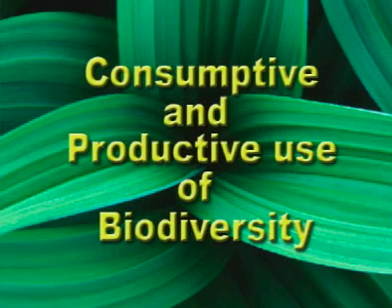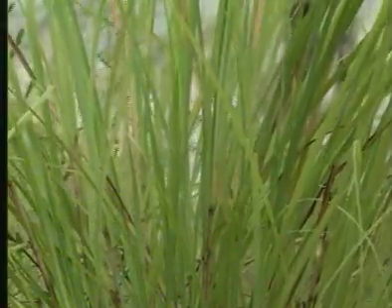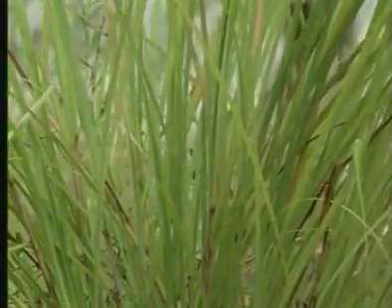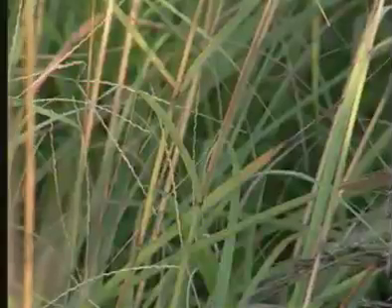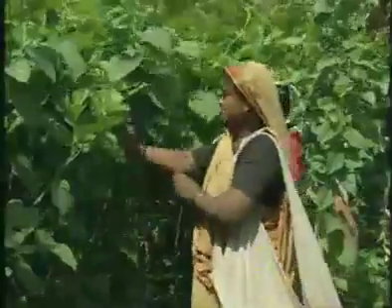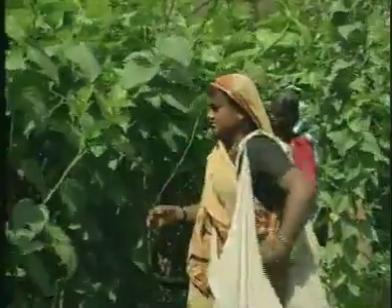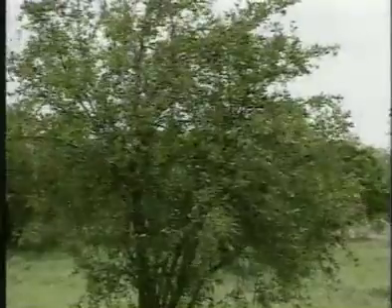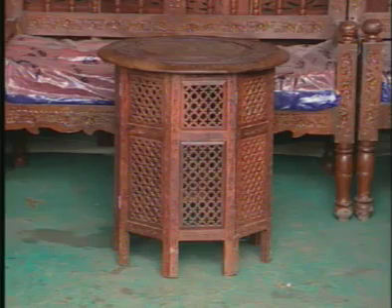Consumptive and productive use of biodiversity. Plants meet the three basic needs of mankind, that is, food, clothes, and shelter. Man has been using plants and animals for his benefit from ancient days. Biodiversity is important because it provides man with food, fiber, medicine, fumigants and mosquito repellents, furniture, and several other useful articles. Plants, animals, and microbes are the source of food.